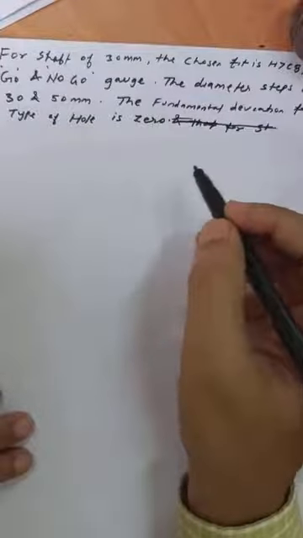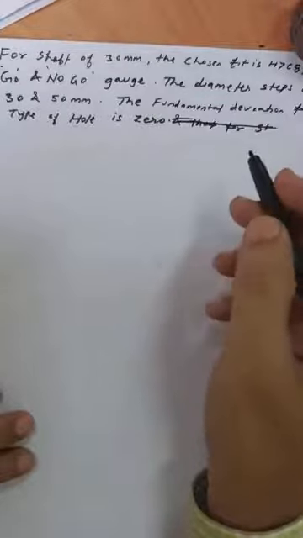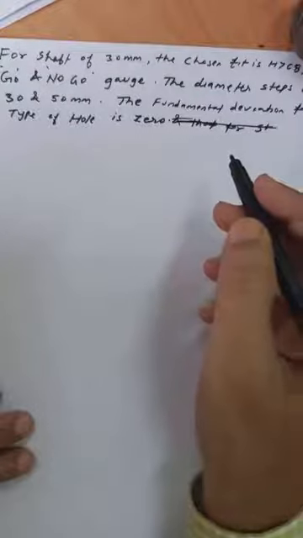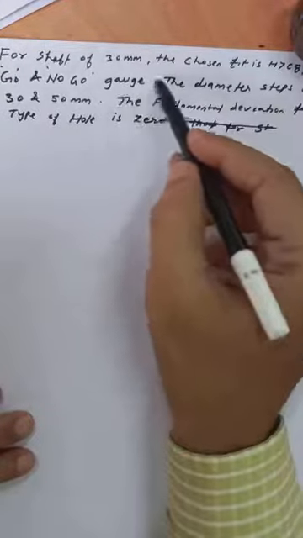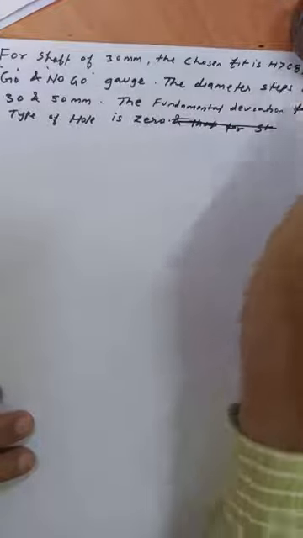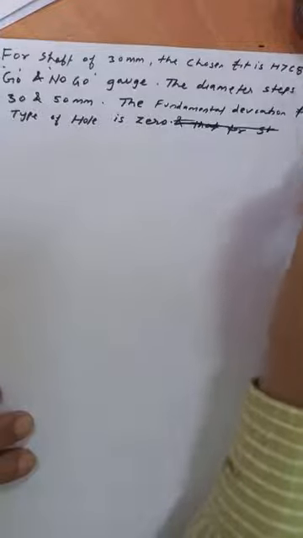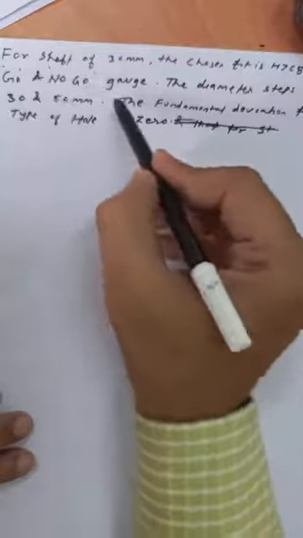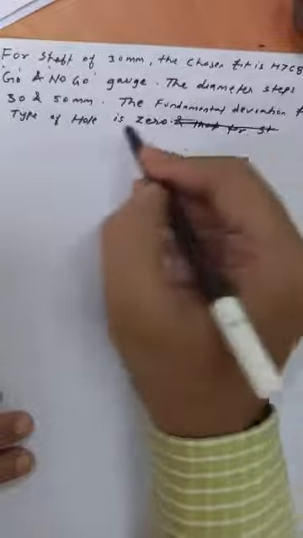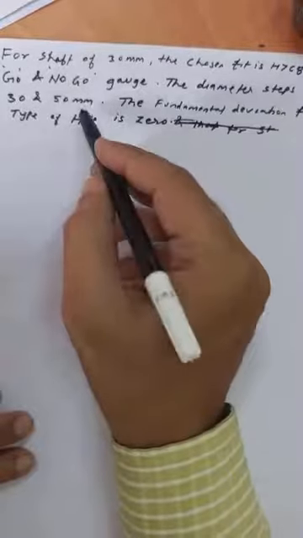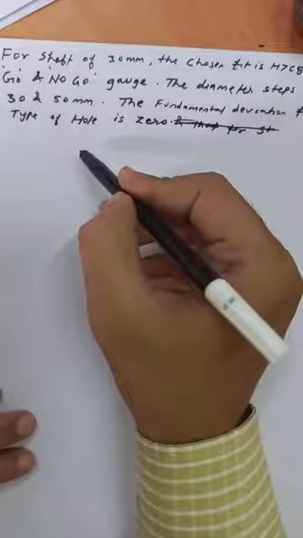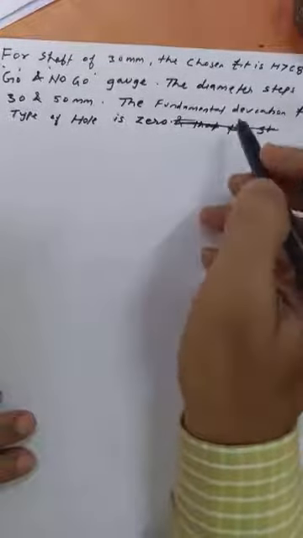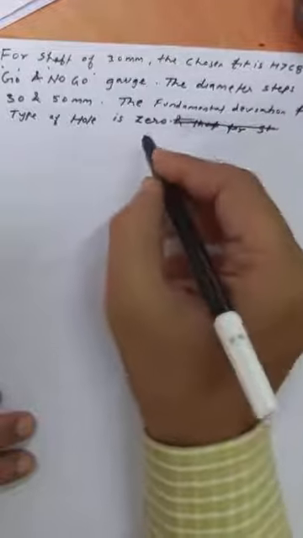So problem number 2, design limit gauges. For a shaft of 30 mm, the chosen fit is H7C8. We have to design a go and no go gauge. The diameter steps are given for this problem, otherwise we have to take it from the standard table in the design data book. The fundamental deviation for H type of hole is 0, it is given.